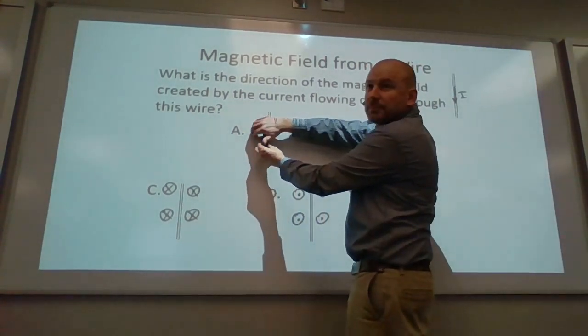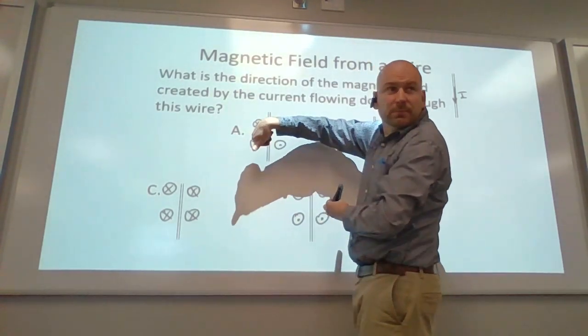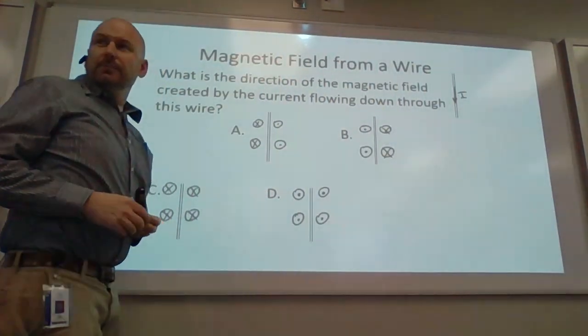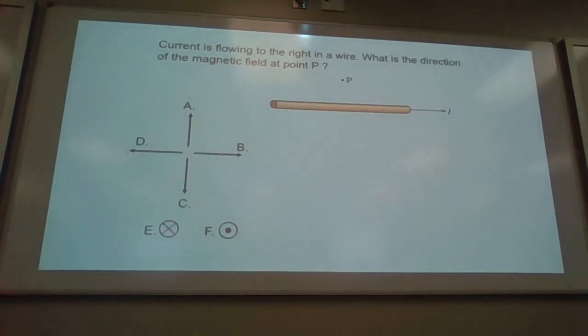On this side, your finger is going into the page. On this side, your finger is going out of the page. See that? Okay. Make your pencil or pen the wire. And make sure you're using your right hand. It's called a right hand rule for a reason.